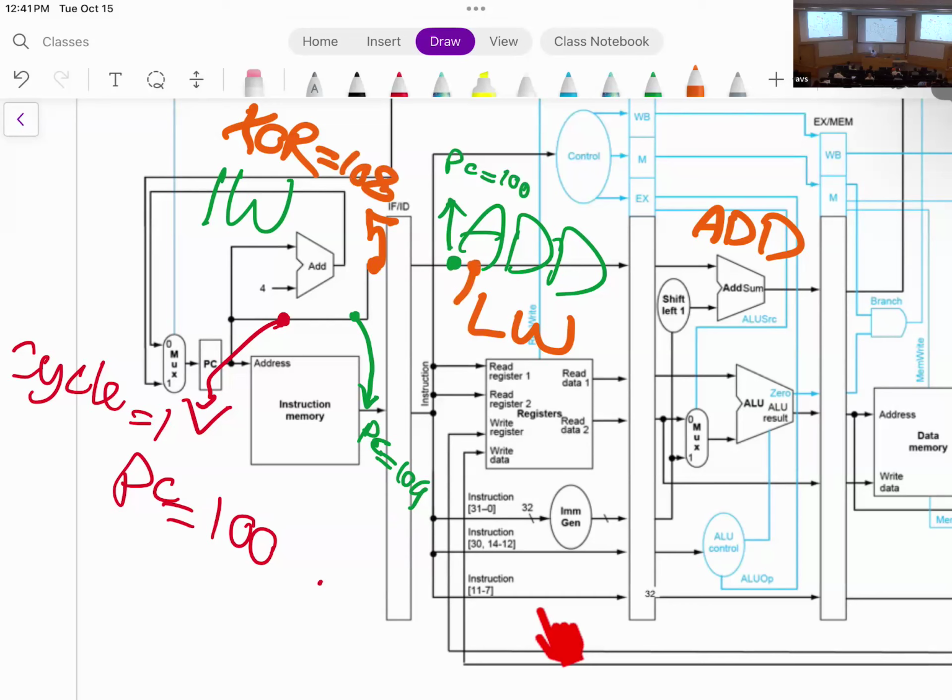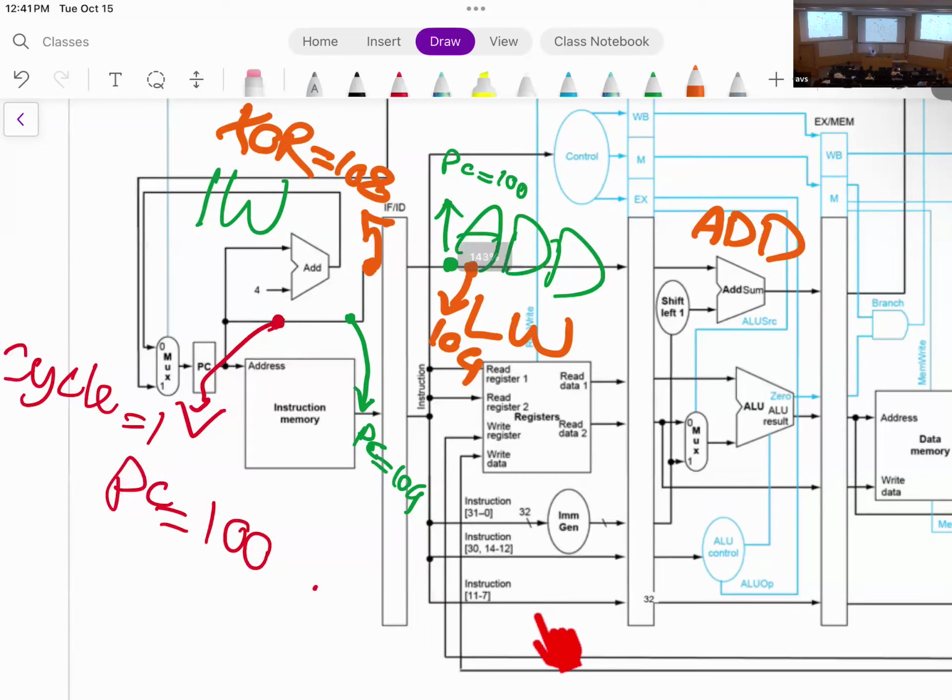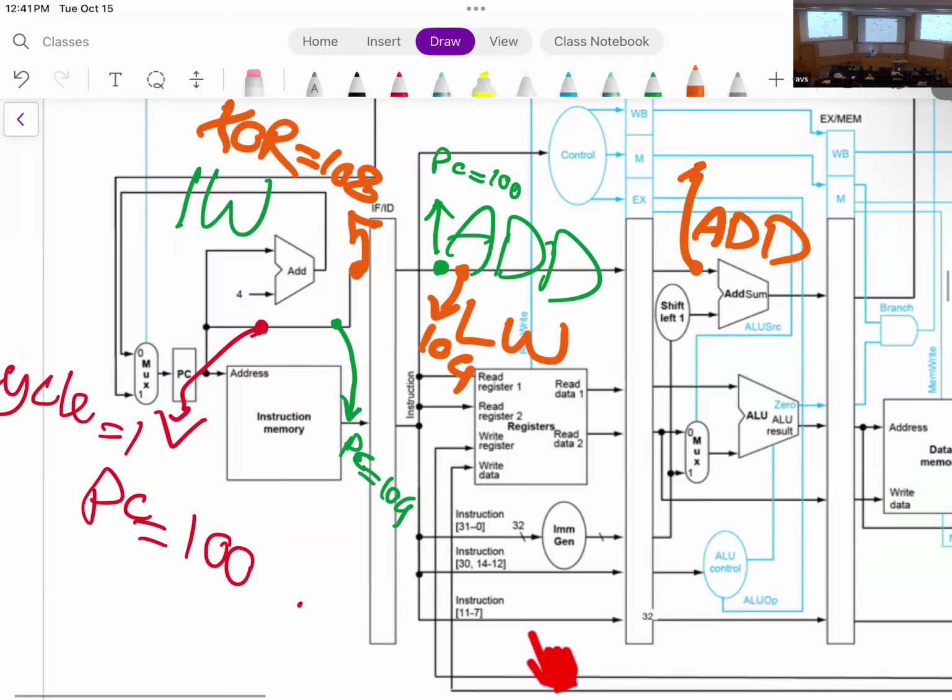What is the PC here? 104. And the PC here, this number, 100. So same wire, 3 different numbers because they're connected to different registers, okay? So don't be confused by that. These are 3 different numbers because each one is pipelined by another buffer. So they're reading from different buffers.